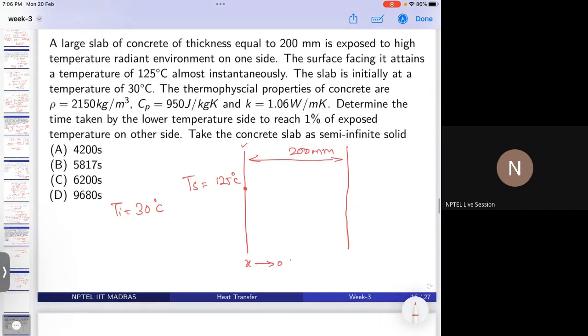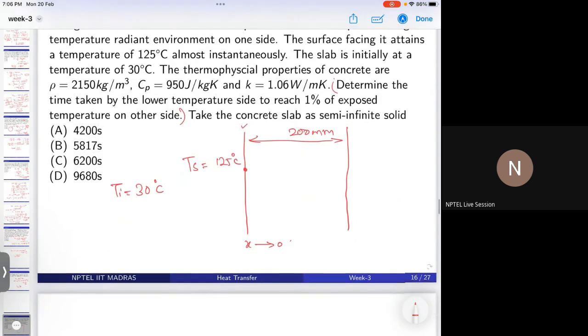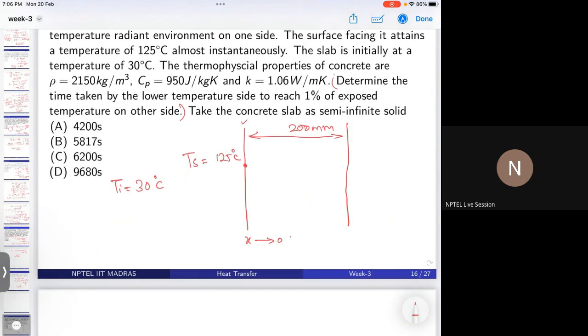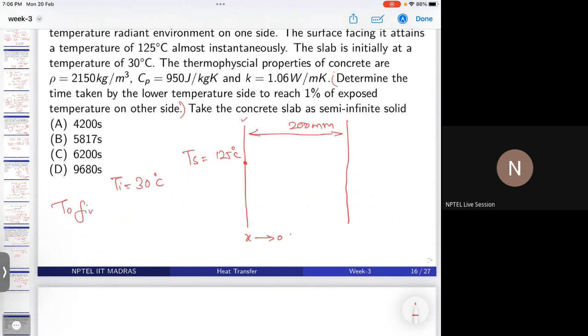Okay, so we have to determine the time taken by... Actually, there is some mistake in this expression. So what we need to find is the time required for the temperature to reach this condition. That is, T of slab at any time minus Ts, divided by Ti minus Ts, as 0.01, which is 1%.